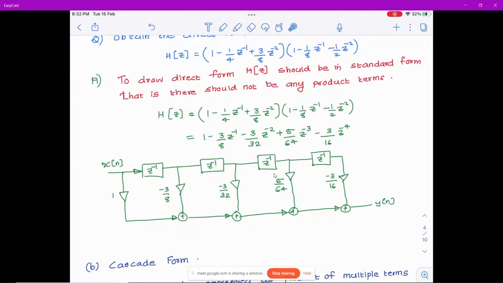This is the most complicated question that can come in direct form. A more complicated form than this will not come. Okay, except that, as I told earlier, sometimes they will not give this term. In that case, you should avoid drawing this line. Okay, that's all. Any doubts?